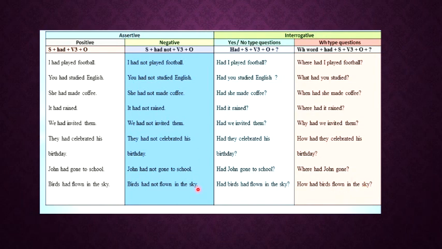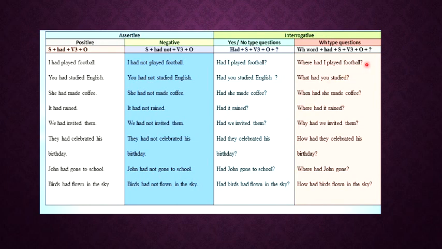Now in this table you should see that different verbs are used like played, studied, made, rained, invited, celebrated, gone, flown. These are all third forms of the verb. So learn them with their spellings. Okay. And if you see these questions, had I played football, had you studied English, had she made coffee, had it rained, all these questions have the answer in yes or no. Okay, like had it rained? Yes. Had it rained? No. But when you have question words, then your answers are in the form of sentences.